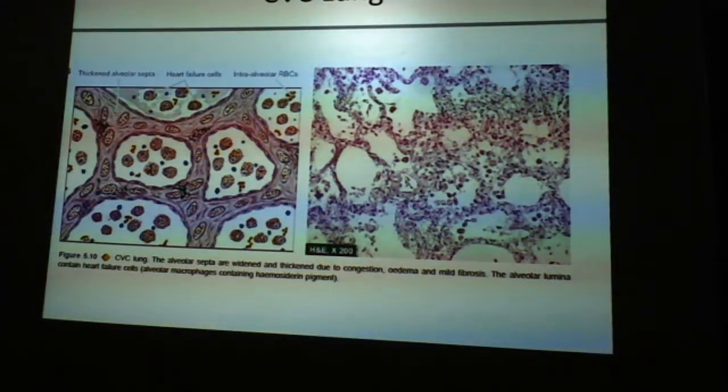You have to remember two things here. They can just ask you about brown induration of the lung, which happens in CVC lung, and heart failure cells. These are the classical cells, the macrophages which have engulfed the hemosiderin pigment, called heart failure cells. So this is about chronic venous congestion of lung.